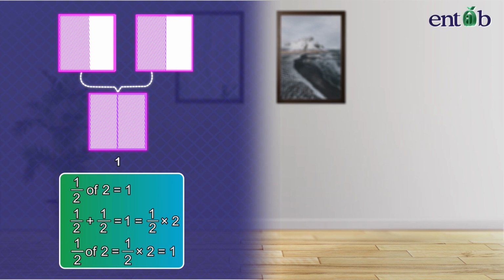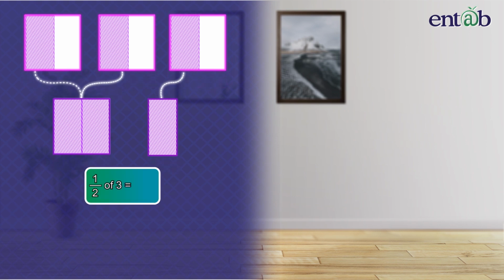Thus, 1 by 2 of 2 is equal to 1 by 2 times 2, which is equal to 1. Also, look at these similar squares. Each shaded portion represents half of 1. So, the 3 shaded portions represent half of 3. Combine the 3 shaded parts. It represents 3 over 2. So, half of 3 is 3 over 2.